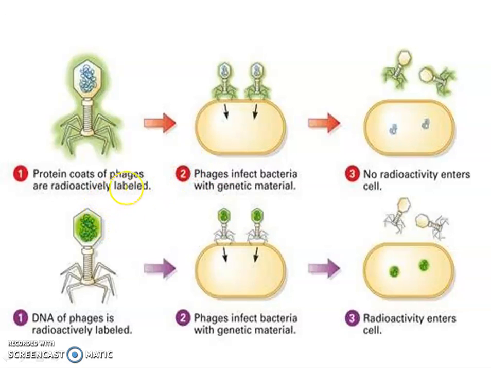Protein coats are radioactively labeled. Phages infect the bacteria with genetic material, and this is how infection is done. And then the genetic material that enters the cell is non-radioactive in the sulfur medium, and the one that is radioactive and enters the cell is the phosphorus.